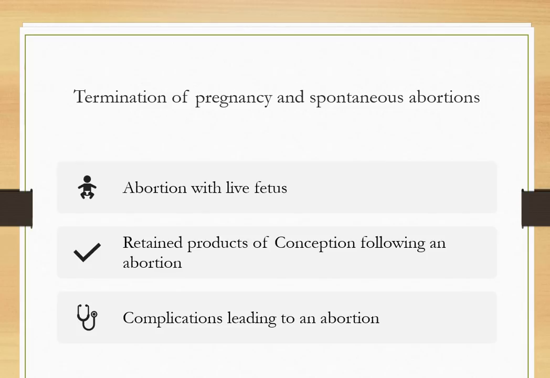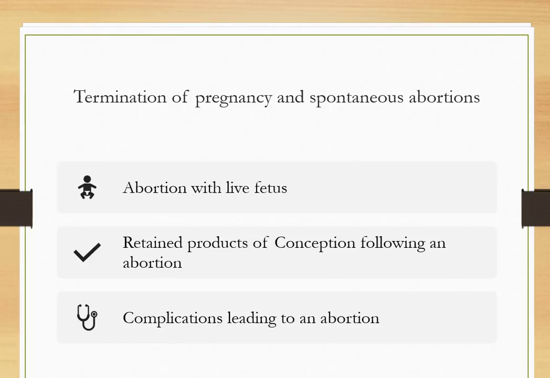And complications that are leading to an abortion. Codes in this chapter, which again is Chapter 15, may be used as additional codes to identify any complications of pregnancy in addition to codes from categories O04, O07, and O08.